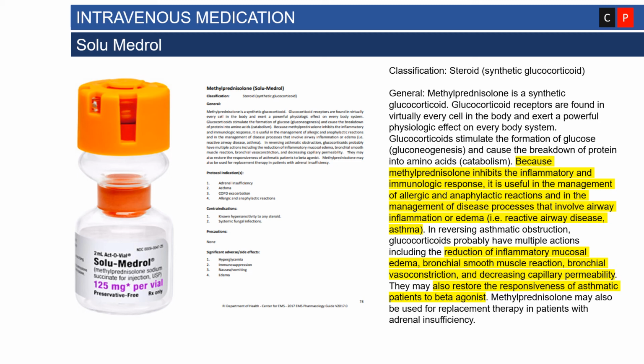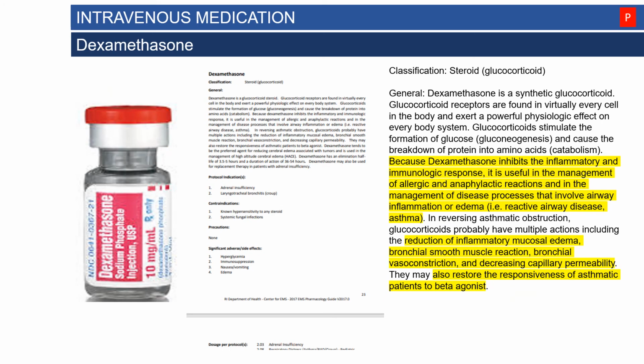It reduces inflammatory mucosal edema, bronchial smooth muscle reaction, and bronchial vasoconstriction, and decreases capillary permeability, and they may restore the responsiveness of an asthmatic patient to beta agonists. Dexamethasone is another steroid or glucocorticoid that paramedics are able to administer. It has the same or similar profile as methylprednisolone.